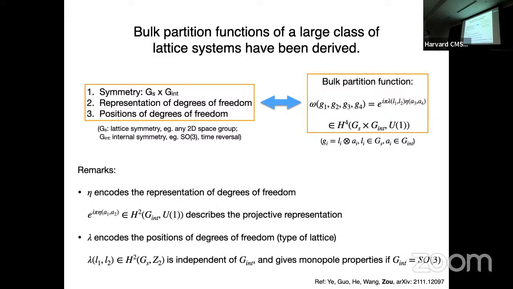So when you have mirror symmetry, then there are some. Well, I guess time reversal, you already need to promote it. Yeah, the mirror.